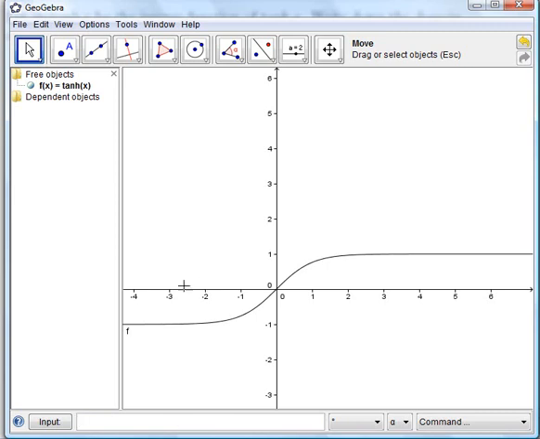Okay, so it looks like I can put any real number in. Yep, and it does go from minus 1 to 1. Excellent, I've got it right.